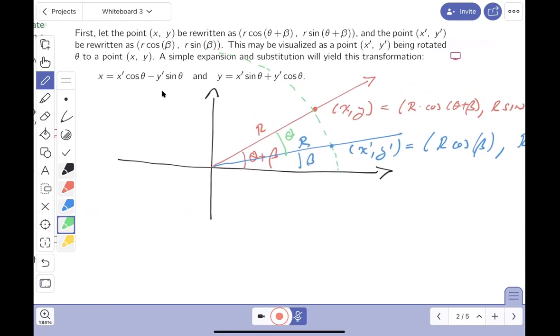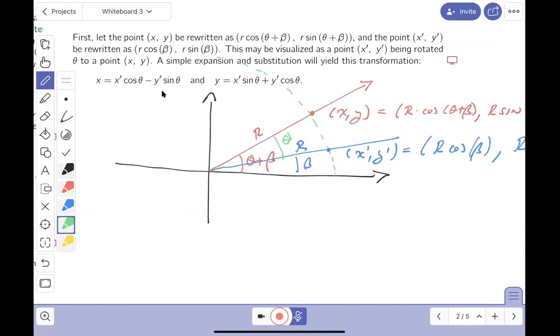So let's go back and read. It says, first let the point x y be written as, well, I did that. And the other point x prime, y prime be written as, well, I did that. This may be visualized as the point x prime, y prime being rotated theta to the point x y. And what do I mean by that? This can be visualized as this point here being rotated along a circle to this point over here.